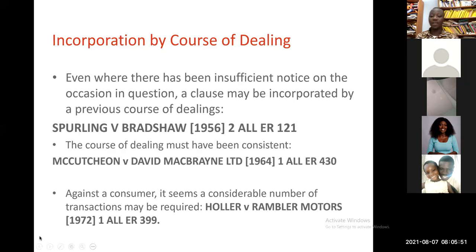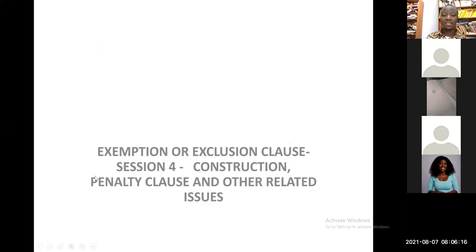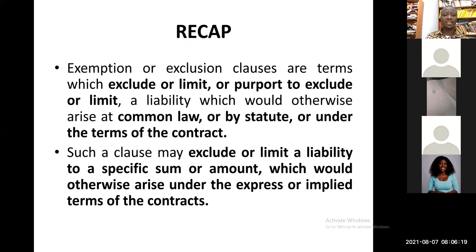And where you are trying to use it against a consumer, like in a normal consumer contract, the case of Hollier v Rambler Motors suggests that it may be necessary for you to show that there have been many, many times of dealing before we can say that there's an established course of dealing between the parties. So let's take note of that.